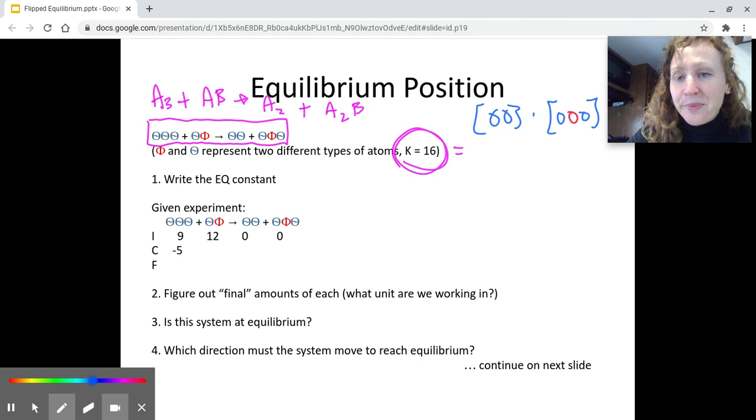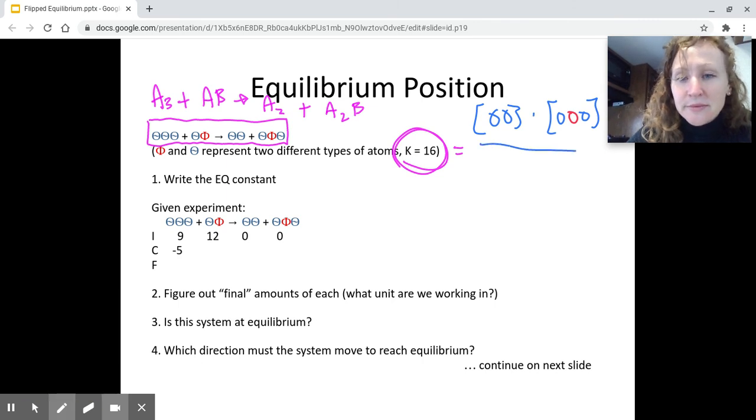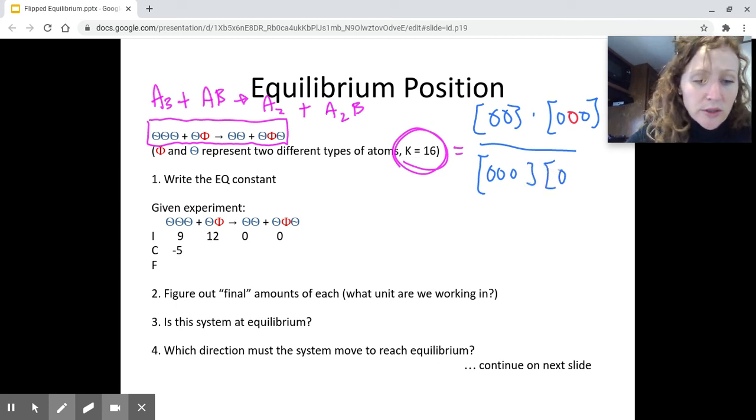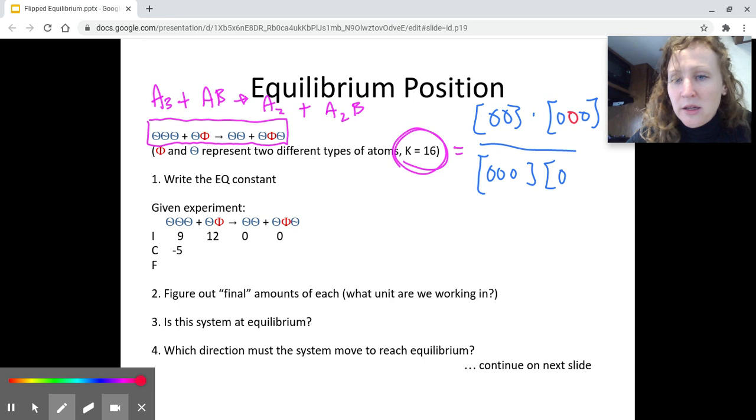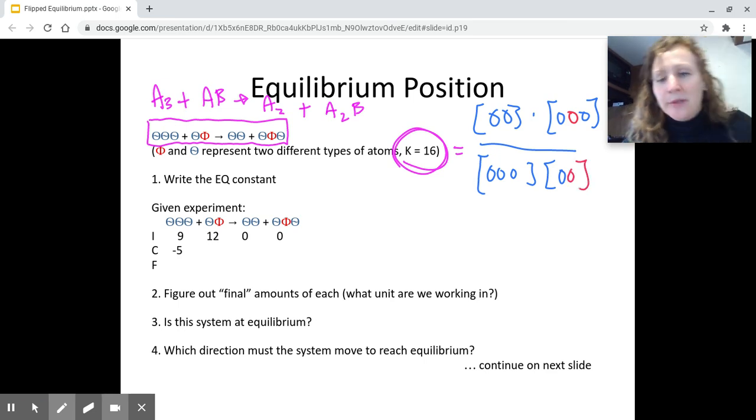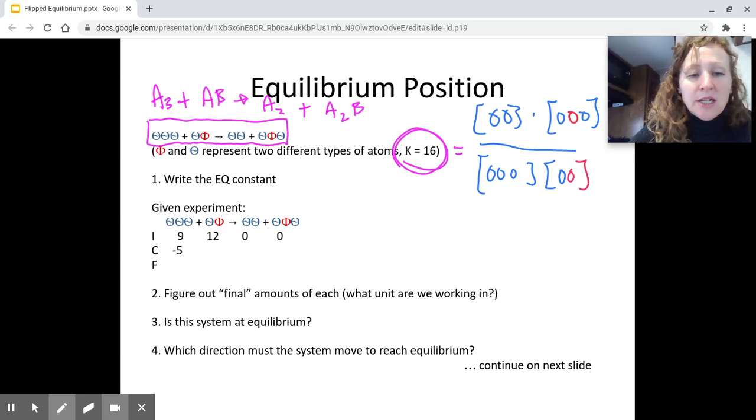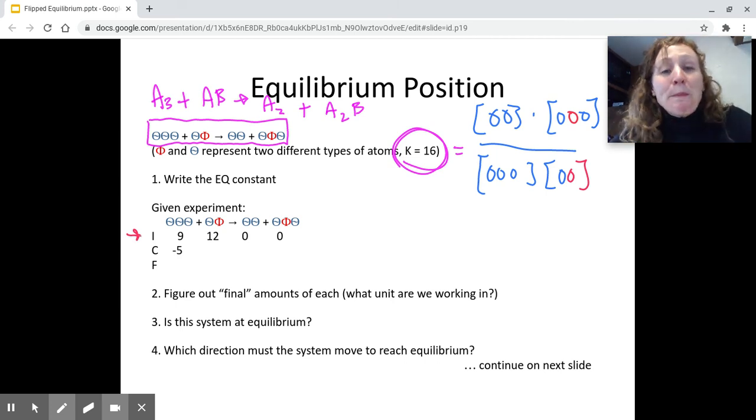Times over my reactants. Blue, blue, blue, blue, reddish pink. There we go. There's my K equation. Okay, so I'm given this experiment here. I have my initial amounts. So welcome back to ice charts. This is when ice charts become really important to you.